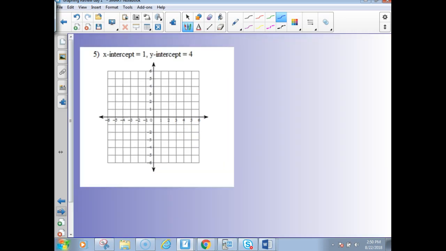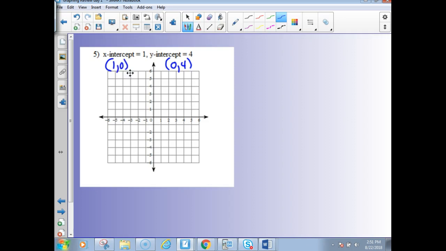Okay, number 5. This says to do the x-intercept of 1. That would be the point 1, 0. I want you to know how you write an x-intercept as a point. The y-intercept is 0, 4. When I ask you for an x-intercept or a y-intercept in the future, you're going to write down the point. I need to know that you know how to write it correctly.